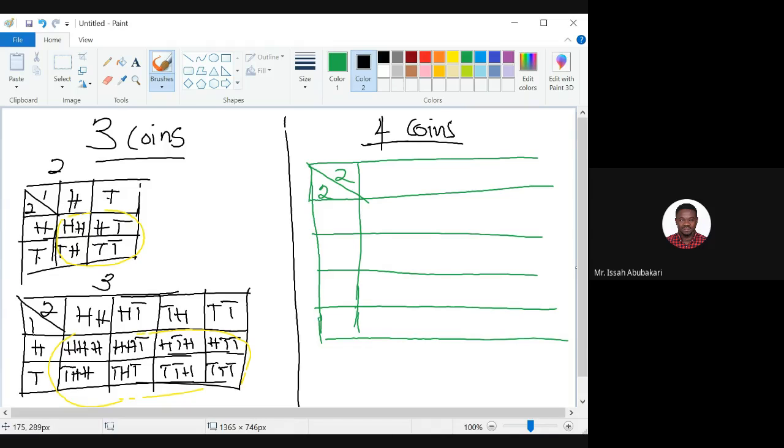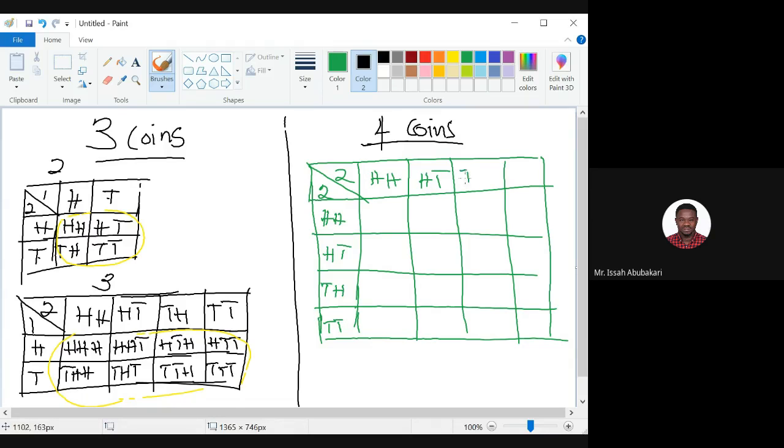But if you have the question all along, like find the possible outcome of tossing 4 coins, you have to draw the 2 coins all over again. So we are going to have our 2 cases here: head, head, head, tail, tail, head, tail, tail. And then this side too will give us 2 cases. So we are going to have head, head, head, tail, tail, head, and tail, tail.